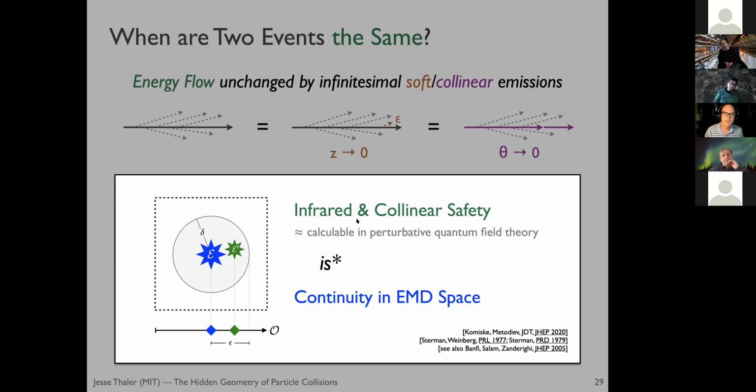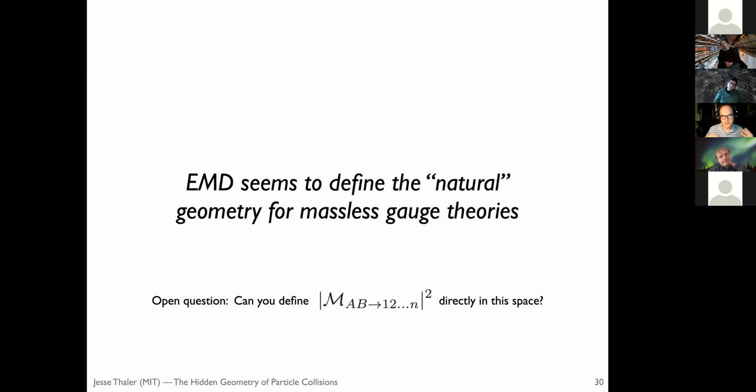Okay, thank you. So based on this, I would say that the EMD seems to define the natural geometry for massless gauge theories, in the sense of respecting the singularity structure of gauge theories. But I have no idea what it means to have an amplitude in this space. Amplitudes have fixed multiplicity. This energy flow does not have fixed multiplicity. So I've now given you a space, and somehow I want to talk about the probability of occupying that particular space. And if I knew what would replace amplitudes in this, that is, getting rid of this notion of fixed multiplicity, then we'd really be doing something.